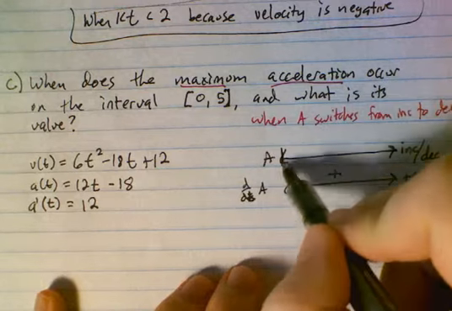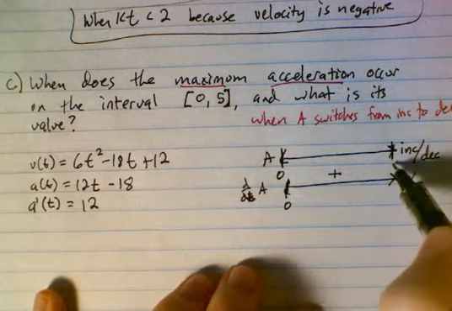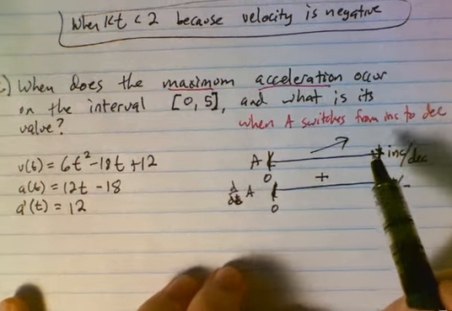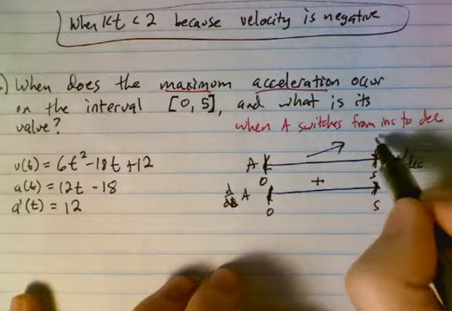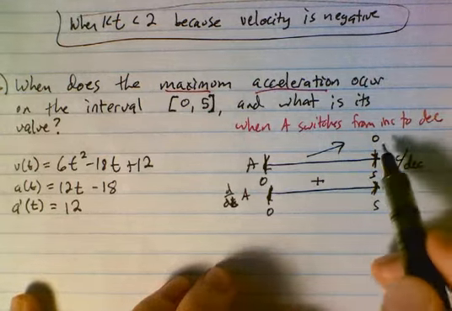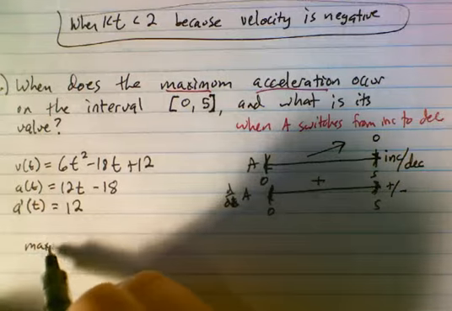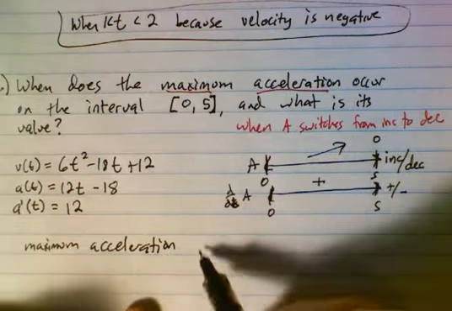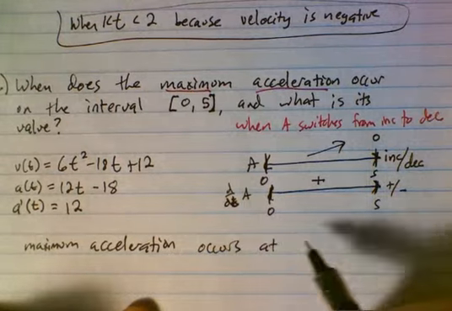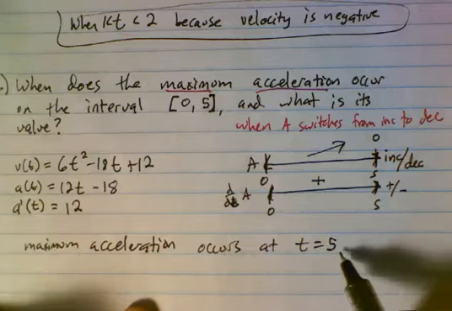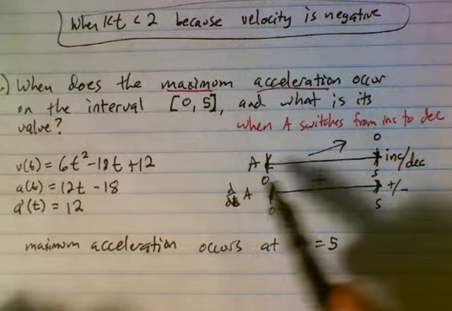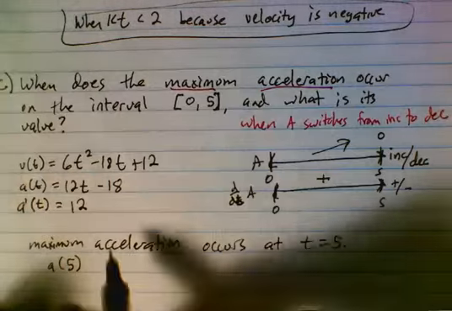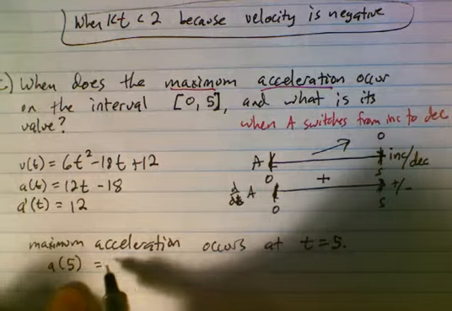So that means on the interval 0 to 5, acceleration is always increasing. That means the maximum has to occur over here because it's always increasing. So the maximum acceleration occurs at t equals 5, and we want to find out what the value of the acceleration is. So we just say when t equals 5, what's a?